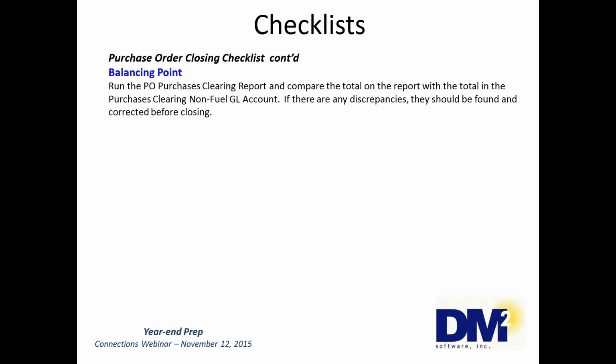You want to have the steps before you close, and then a balancing point for everything. So everything should have a balancing point, whether it be back to the control account, for instance, accounts receivable. If you're doing a balancing report, your balancing point would be your AR trial balance to your GL control account, those types of things. So your checklist should have a balancing point. And then finally, the closing.